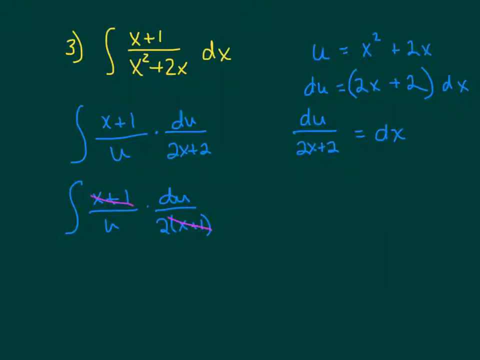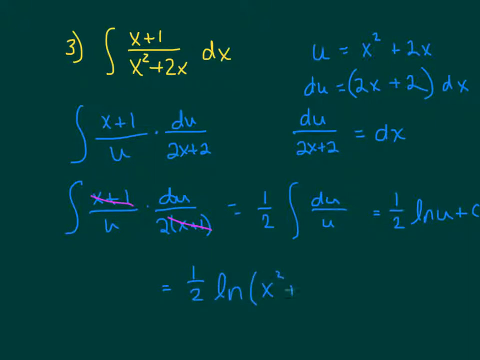I can pull my constant of 1/2 out in front, and so I get 1/2 times the integral of du over u, which I, of course, can recognize as the natural log of u. So this is equal to 1/2 natural log u plus c. Last thing I need to do is replace my u, and so my final answer here is 1/2 natural log of x squared plus 2x plus c.